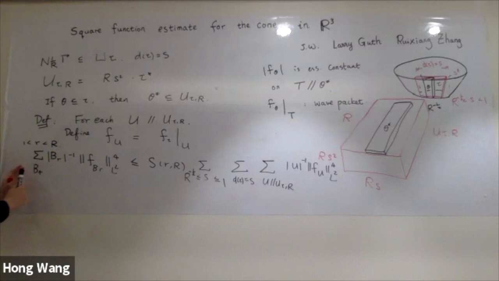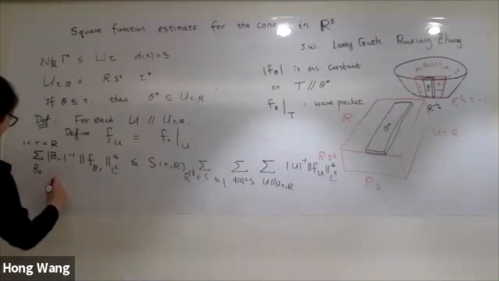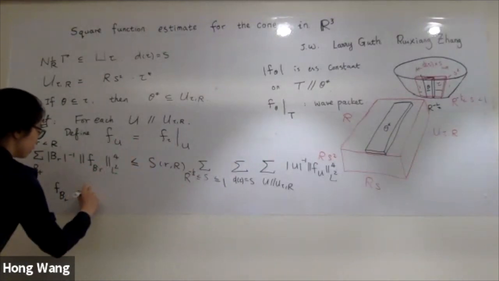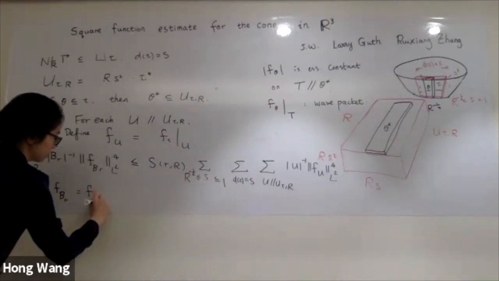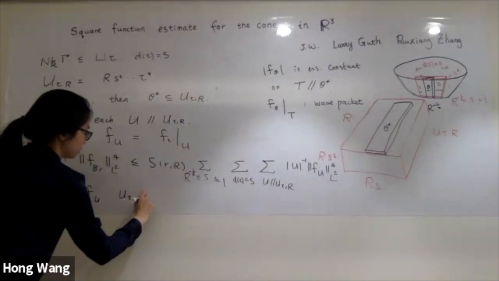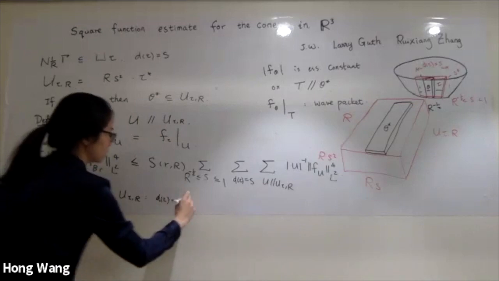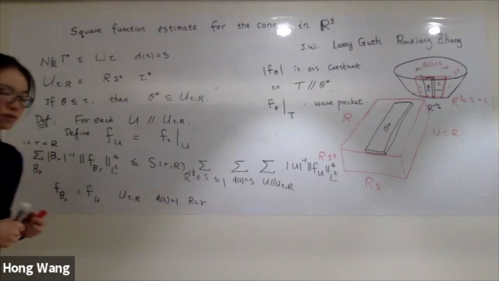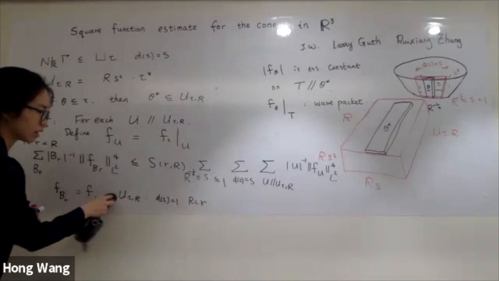So the left hand side, sum over B small r, means we sum over a finitely overlapping covering of the whole space by balls of radius small r. And here, F B R, one can view B R as another U tau R, as D tau is about 1 and R equals small r. So in other words, F B R is just F restricted on B R, but we can view it as F U for this definition of U tau R.